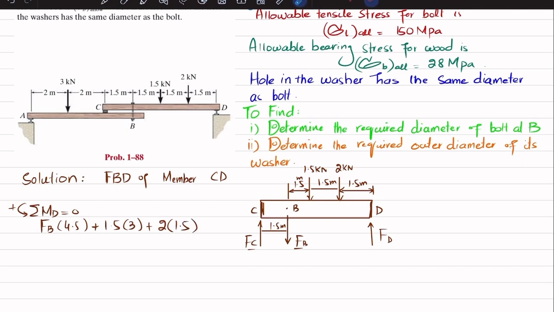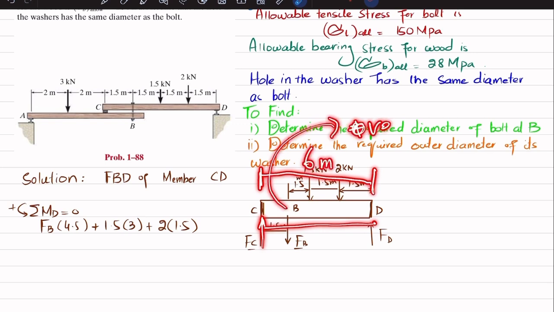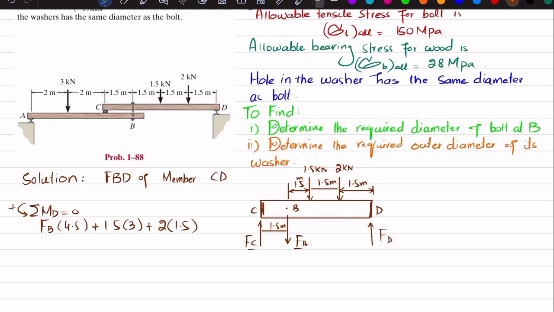And the last force producing moment about point D is FC, and this whole perpendicular distance is 6 meters, and this is producing a clockwise moment, so it will be negative. So I will write minus FC multiplied by 6 is equal to 0. So from here, this will be 4.5 times FB minus 6 times FC, and these two terms will give plus 7.5. When moved to the right side, it will be minus 7.5. This is your equation number 1.